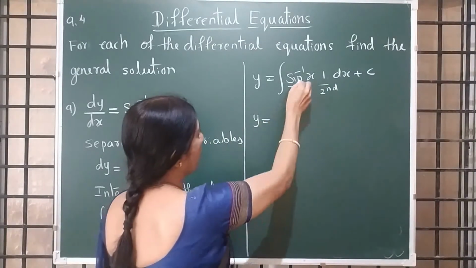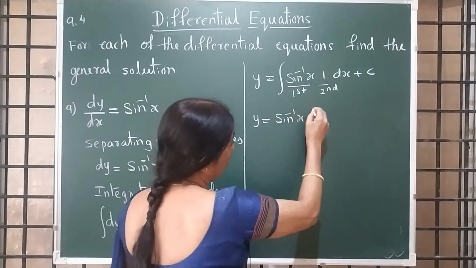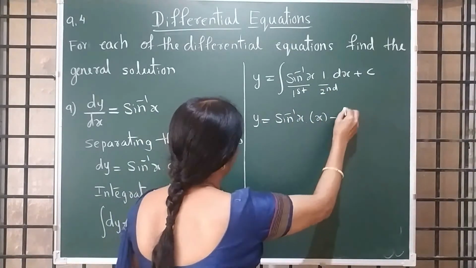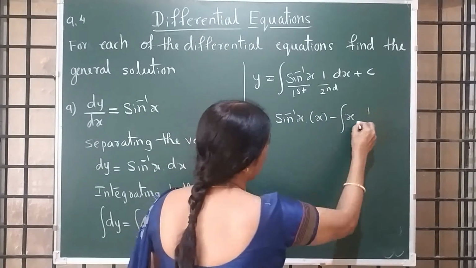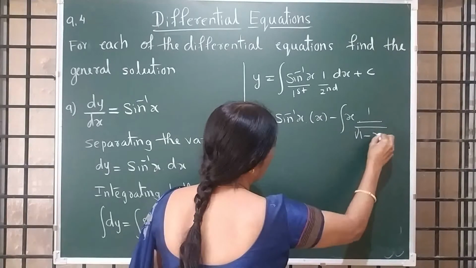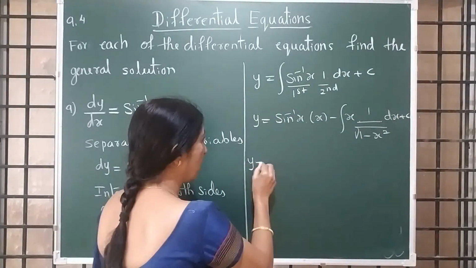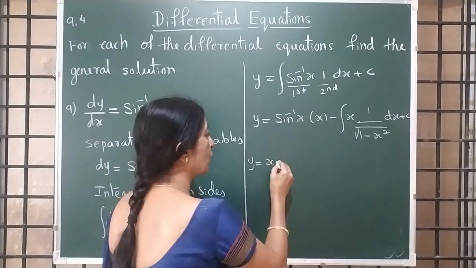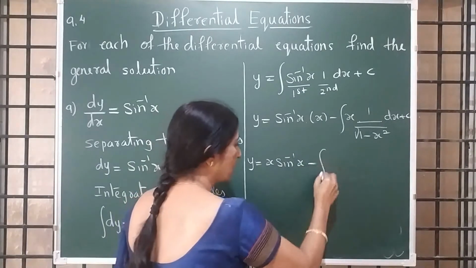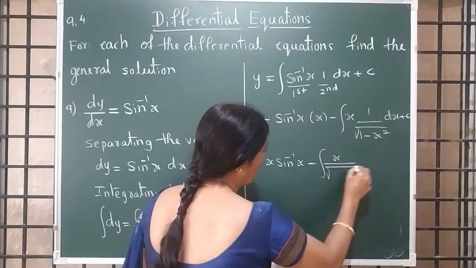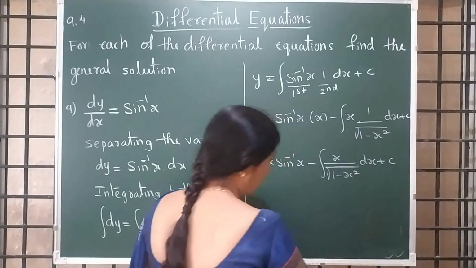y is equal to, I kept the first term as it is, sin inverse x. Integration of 1 is x. Already I explained by parts. Differentiation of sin inverse x is 1 upon root 1 minus x square into dx plus c. So y is equal to, to avoid confusion, write x into sin inverse x minus integration of x upon root of 1 minus x square into dx plus c.